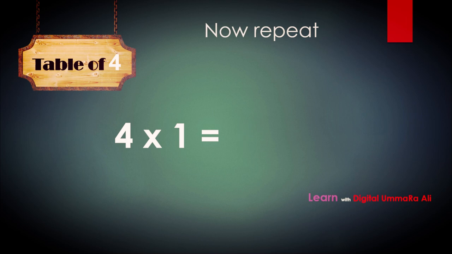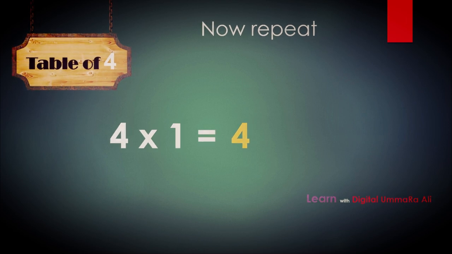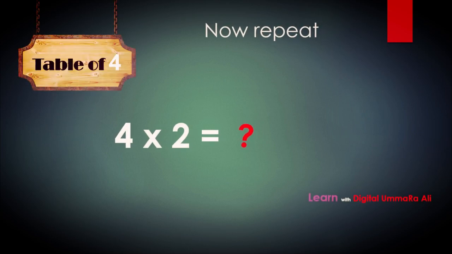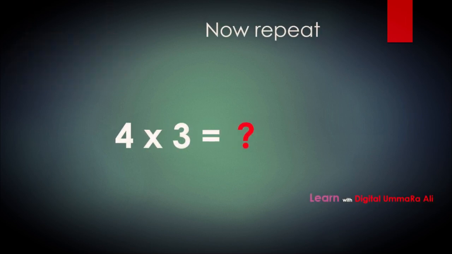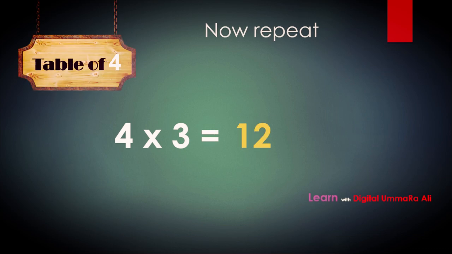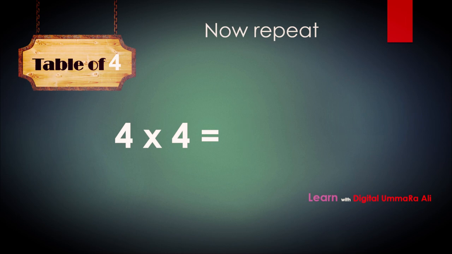Let's repeat it and learn the table of 4. Now repeat it with me. 4 ones are 4. 4 twos are 8. 4 threes are 12. Yes, you're right. 4 fours are 16. 4 fives are 20. Yay, let's go.